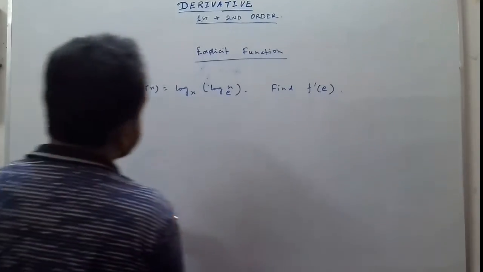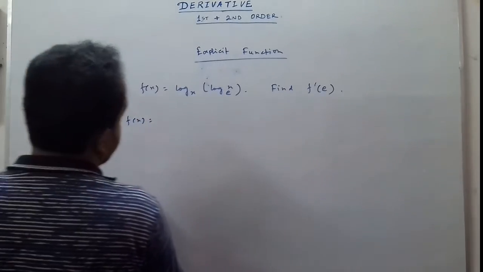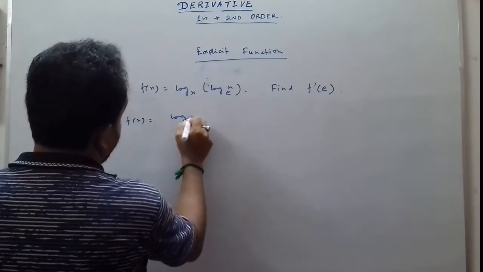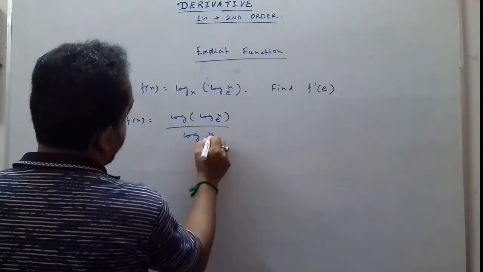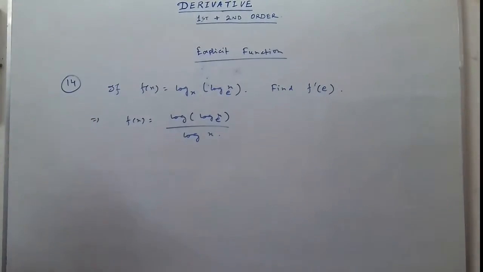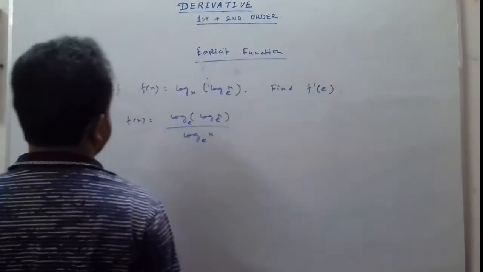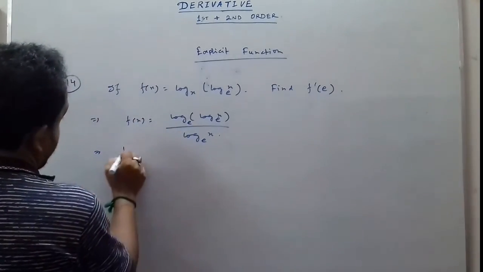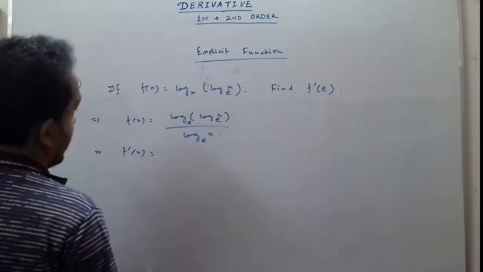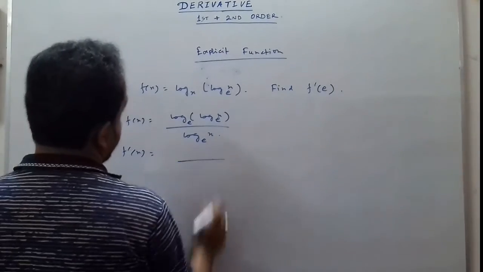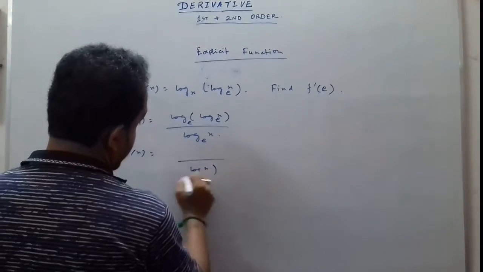Now first of all we write f(x) is equal to logarithm of log x base e divided by logarithm of x. By the law of logarithm we can write this function in this form. Here base is e. Now f'(x), differentiating this ratio by the quotient law of derivative, is equal to (log x) whole square in the denominator.